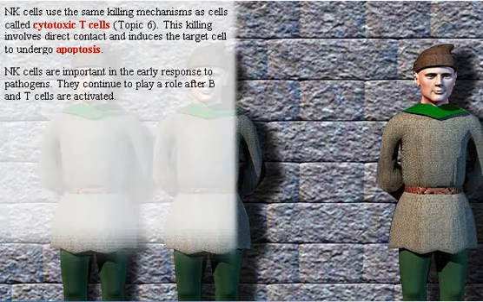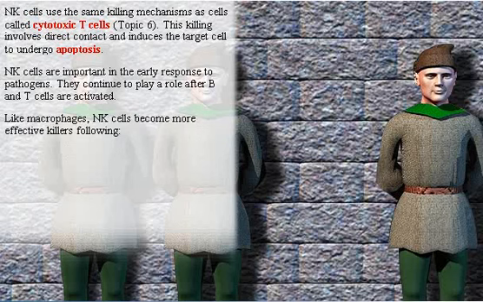NK cells are important in the early response to pathogens, acting to contain pathogens before the adaptive immune responses can take over. They continue to play a role after B and T cells are activated. Like macrophages, NK cells become more effective killers following activation by cytokines from certain T cells.